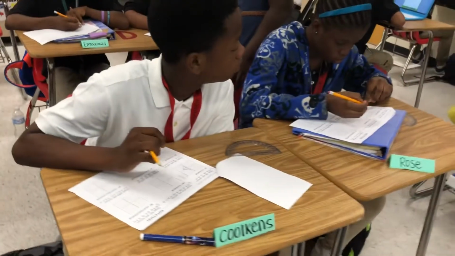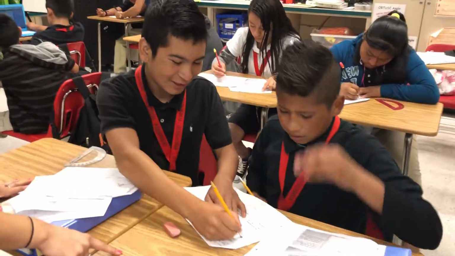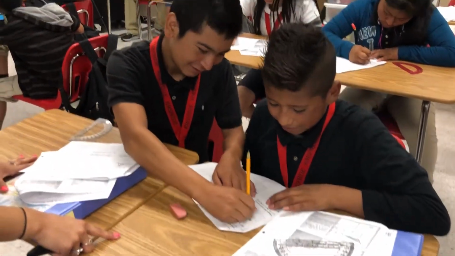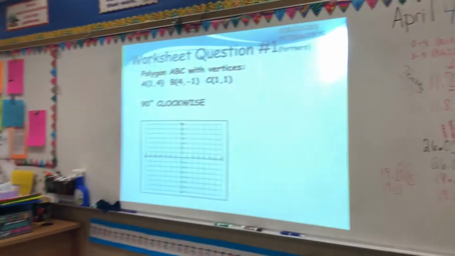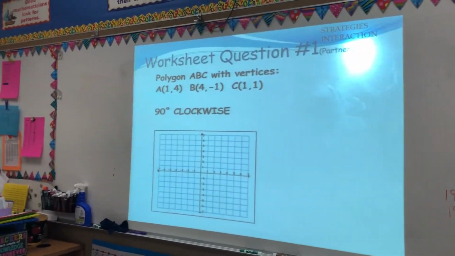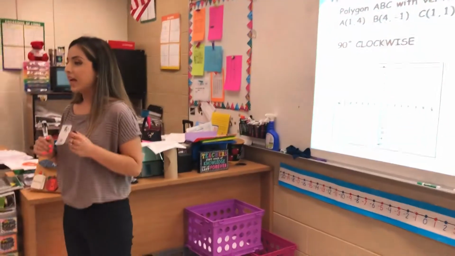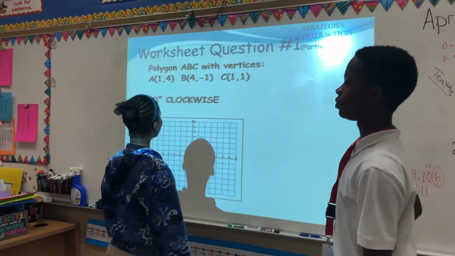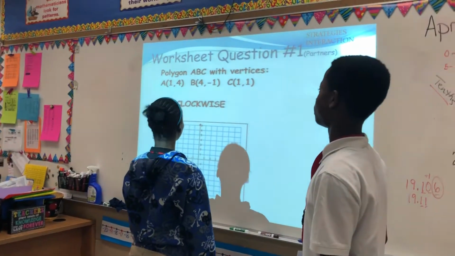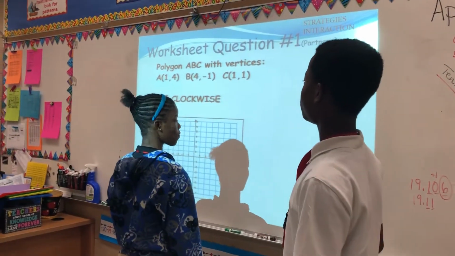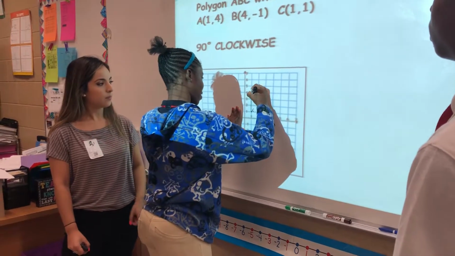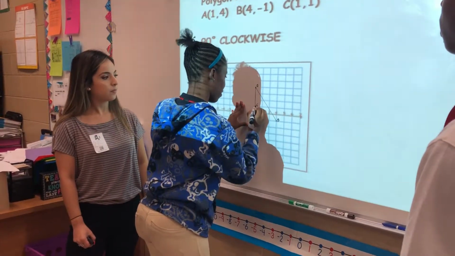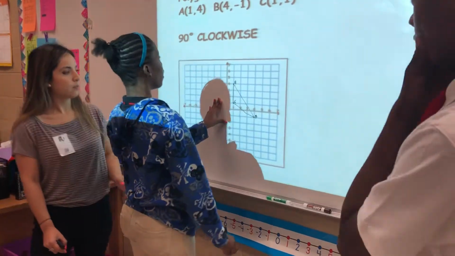No, you should have y, -x. Look at the example on the board, and we are going to complete it together. Can I have a pair come up to the board to show the class how to complete this? Okay, so what is the first step when figuring out this problem? Plot the points? Yes. Good job. Let's show the class.